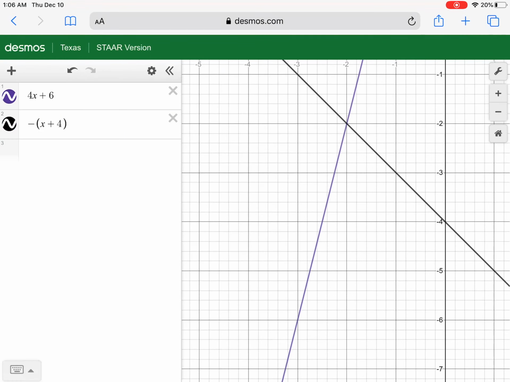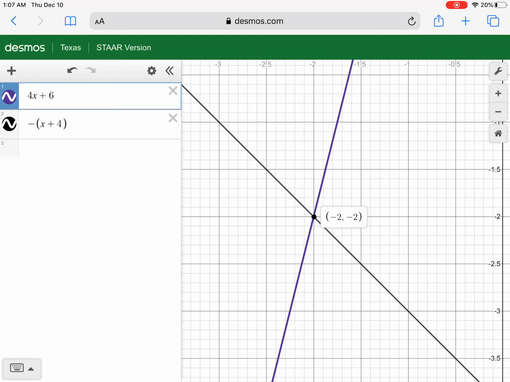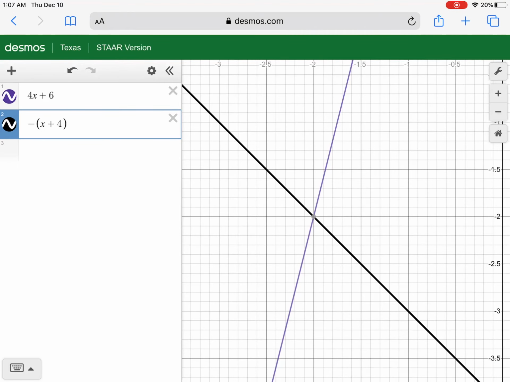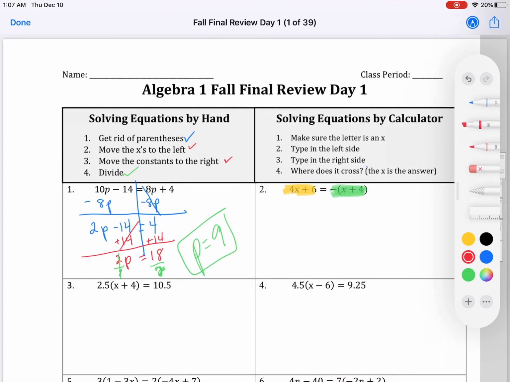Now I'm going to move my graph and find where they cross. The answer is the spot where the two cross. My answer here is always going to be the x because I'm solving for x. So the x number of where they cross is the number negative 2. So my final answer here is x equals negative 2.